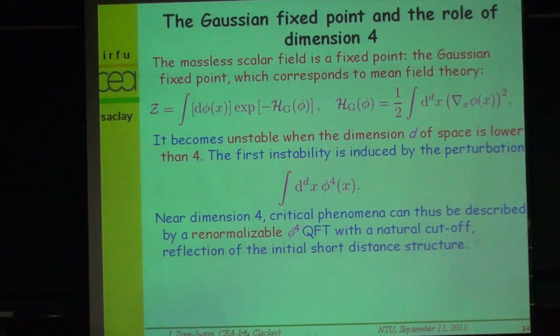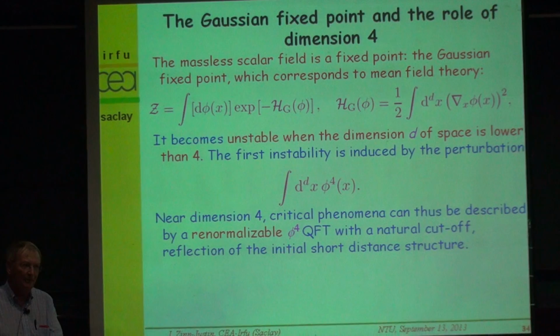And therefore, in the neighborhood of dimension 4, below dimension 4, you can describe critical phenomena by a renormalizable quantum field theory. And what is absolutely amazing, and even now, 30, 40 years later, I'm still amazed, is that you start from a model where there is no quantum field theory, with concepts which seem to be completely orthogonal to quantum field theory, and at the end of the day, you find a renormalizable quantum field theory. And it is generated. It is not built in because you decided that it should be there.